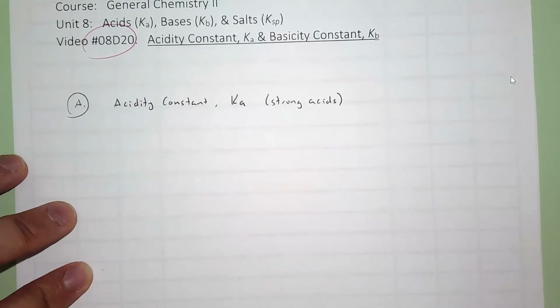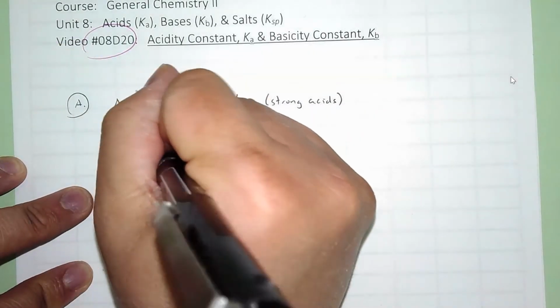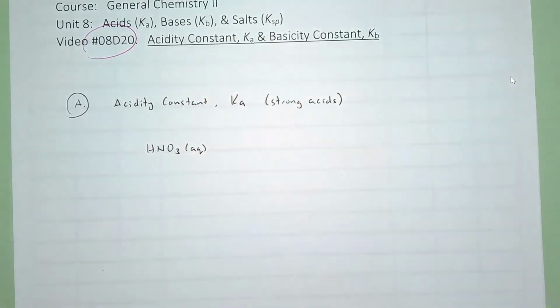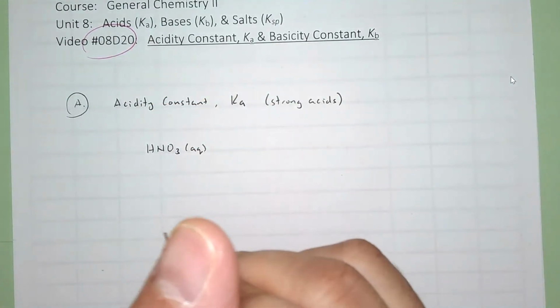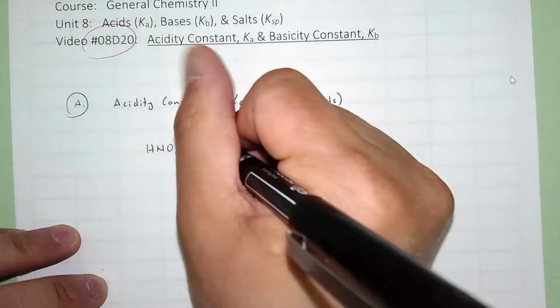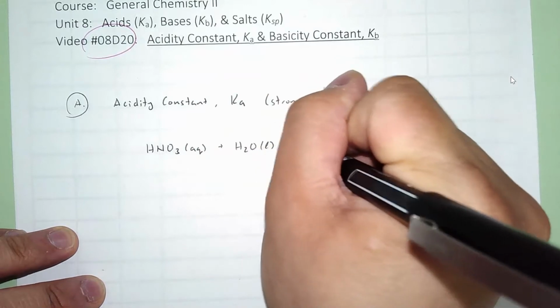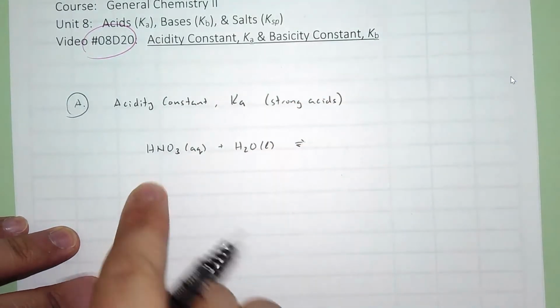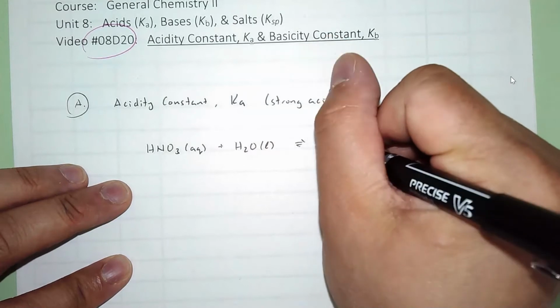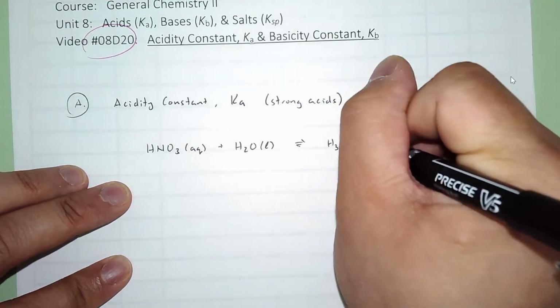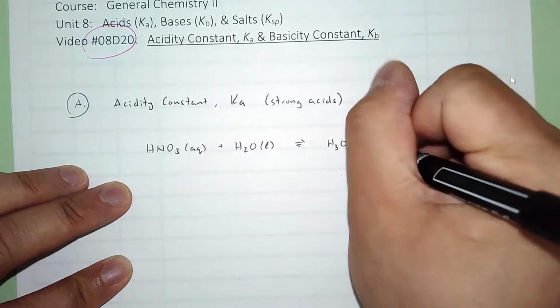Let's pick up nitric acid, HNO3. We're going to consider it aqueous. Okay, it's going to dissolve in water. We have water, we'll consider that liquid. And when you dissolve this in water, the ions are going to break apart, and the H plus is going to be picked up by a water molecule to turn into H3O plus aqueous.